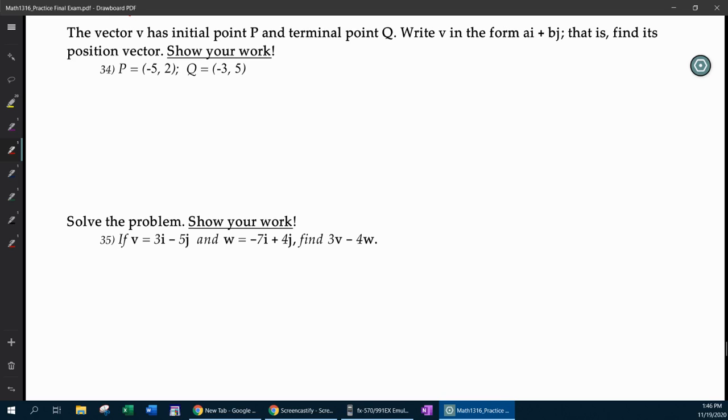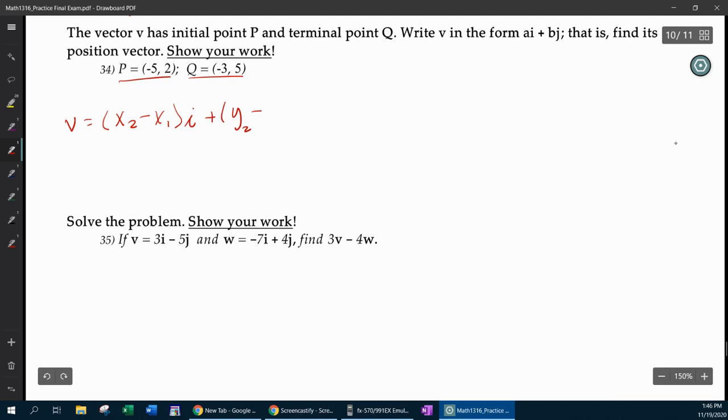Next, vectors. Initial point P and terminal point Q. We need to write the vector in standard form. And so this formula, which I referred to as the 2-point formula when I taught the lesson, this is x2 minus x1. That would be the i component of the vector. And then y2 minus y1. That would be the j component of the vector. And so we just need to plug and play. Now keep in mind the initial point is going to be your x1, y1, and your terminal point is going to be your x2, y2.